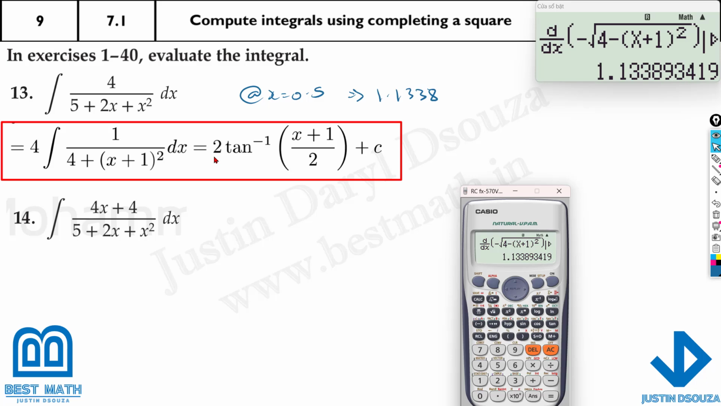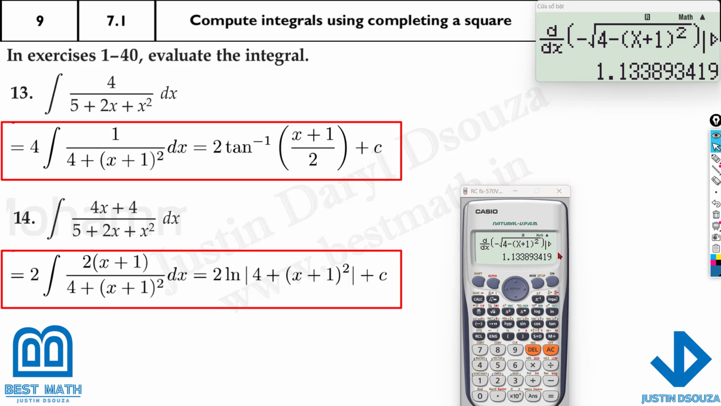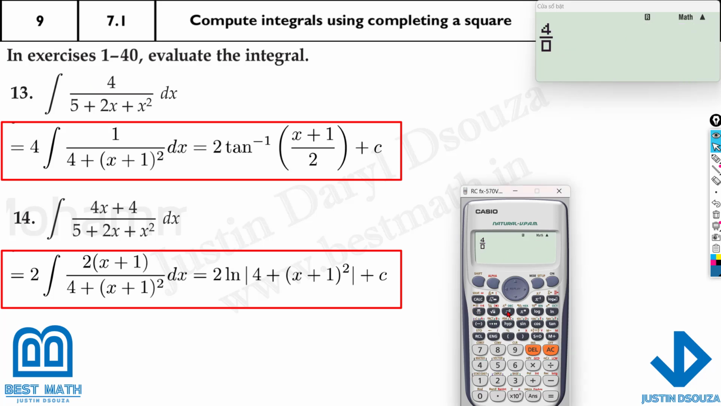Now here as well, you're looking at them and solve them up. That is going to be here. First, use the fraction symbol. 4 divided by 5 plus 2x plus x squared. Here we go. Calculated at, now I'm going to stick to 2. Why?